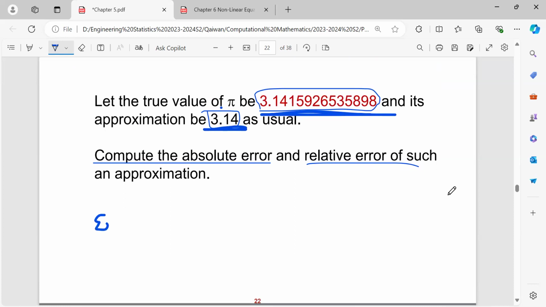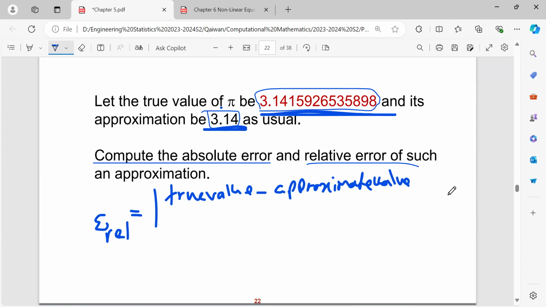We say epsilon REL. We always denote it by this, absolute sub REL, relative. This equals to true value minus approximate value, all dividing by true value. True value minus approximate value is 0.000159265358898.